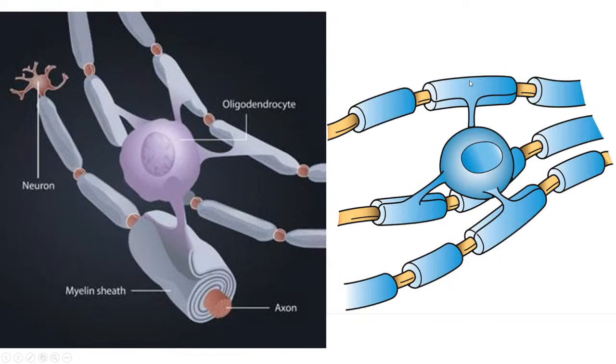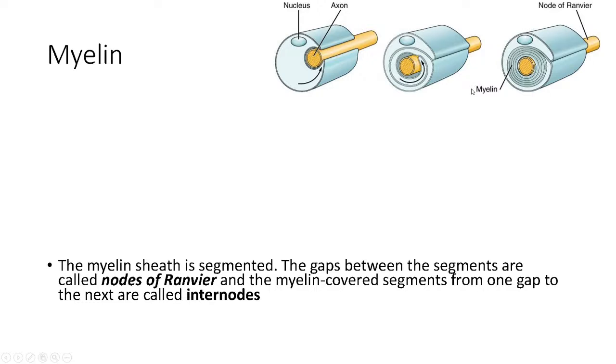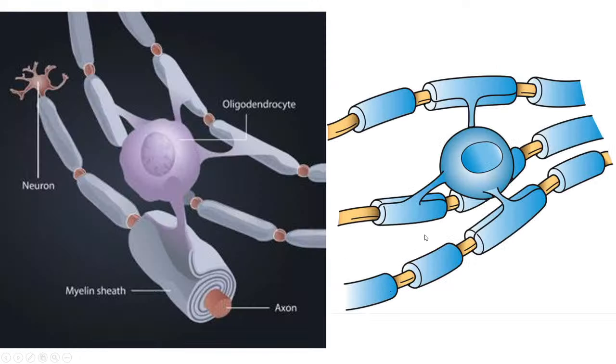All right, so we talked about the nodes of Ranvier before. These are the gaps between the segments of the myelin sheath. The gaps are called the nodes of Ranvier. The regions between the gaps are called the internodes, or between the nodes. And you can see that here. You've got the nodes of Ranvier, and here you've got the internodes between them. Same over here, nodes of Ranvier, internode between. These are actually both oligodendrocytes.